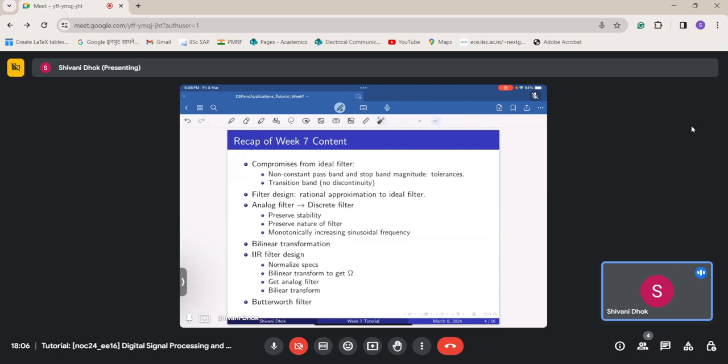What we saw is that ideal filters are neither causal nor can they be made causal. They are not stable and they are not realizable. Therefore, we need to go for some compromises in ideal filters so that we can have realizable filters and somehow make them causal. The compromises are that we can't have a constant passband or stop band magnitude. We need some tolerances in that.